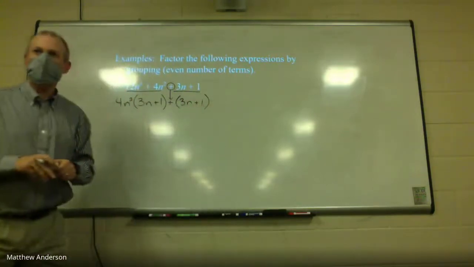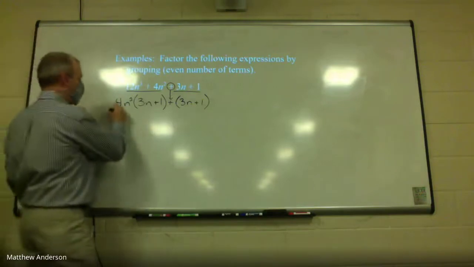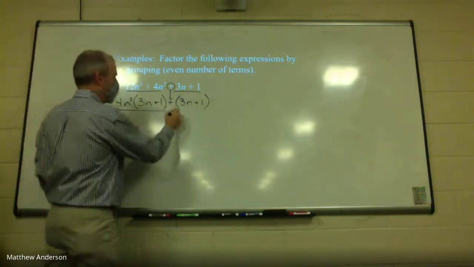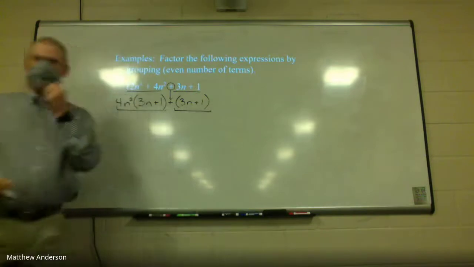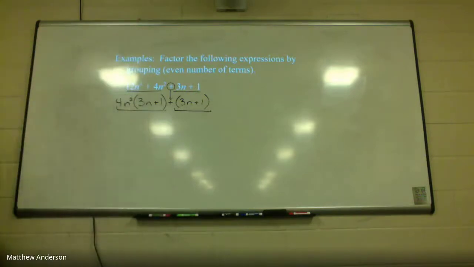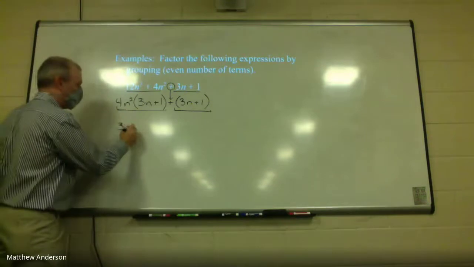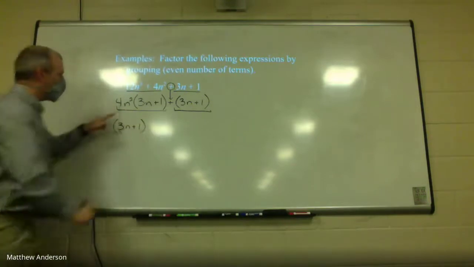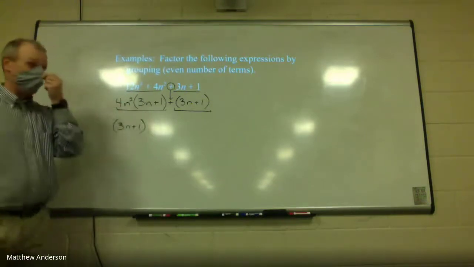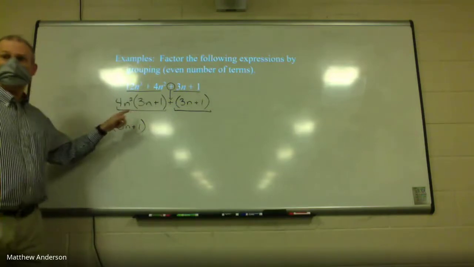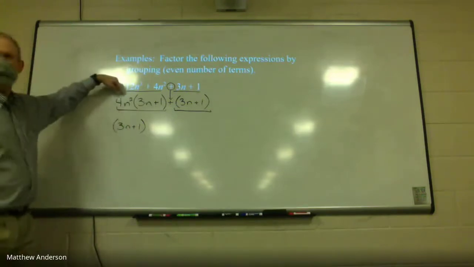Now, notice what we've done. We have this first group still, and we have the second group. Looking at them as two groups now, do we see that each group has something in common? Yeah. They both have a 3n plus 1, right? Just like on that last example we did. So we can factor out the 3n plus 1. Now, what's going to be left in this first group when we factor out the 3n plus 1? Yeah, the 4n squared.